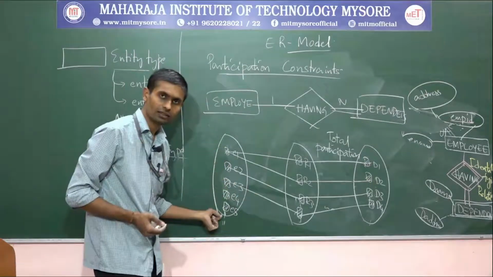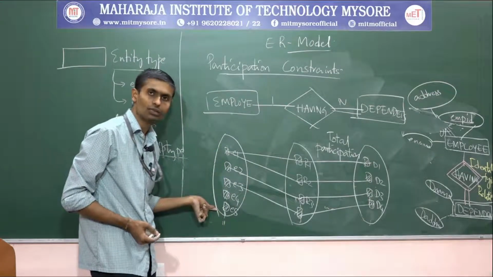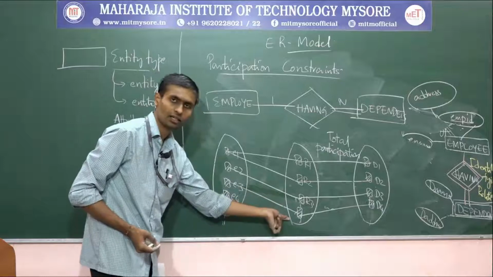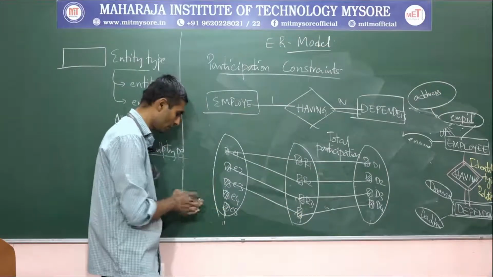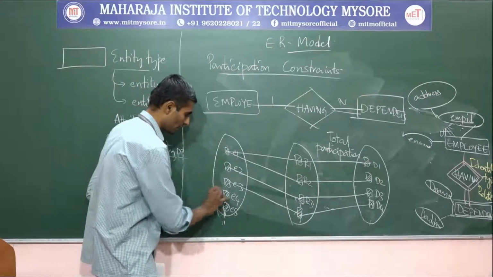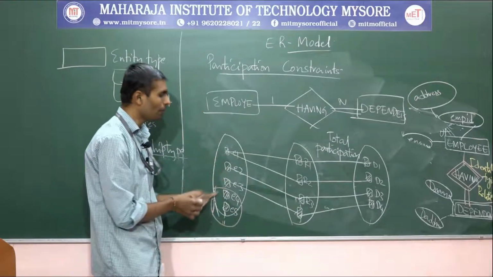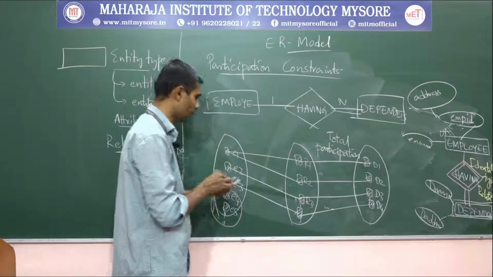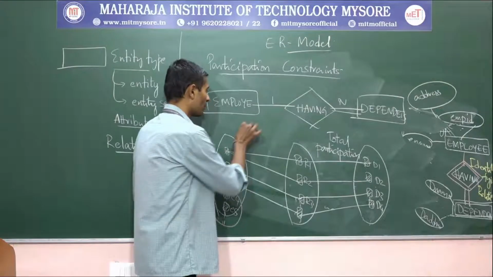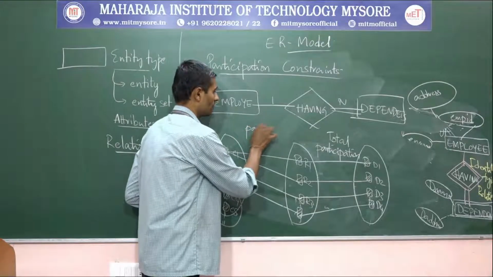But what about this one, guys? There are E4 and E5. These two instances are not at all associated or connected with any dependent instance. There are a few things left out, look at this one. There are a few things which are left out here, right? So this is a partial participation. If any one instance is left out, then such participation we call by the name what? Partial participation.